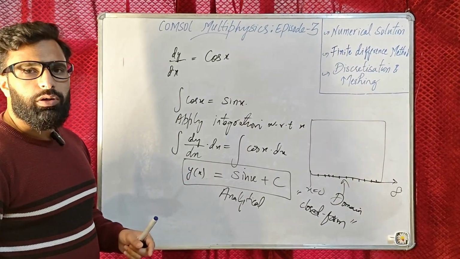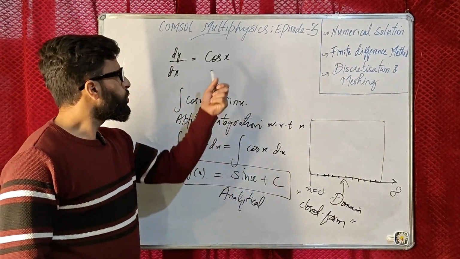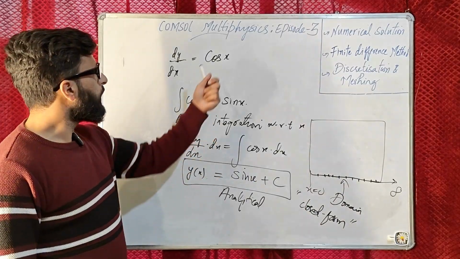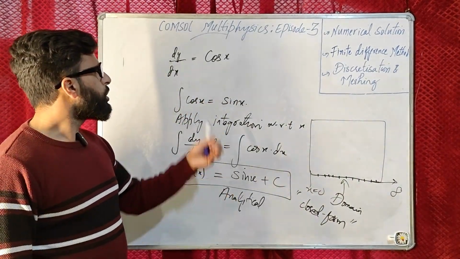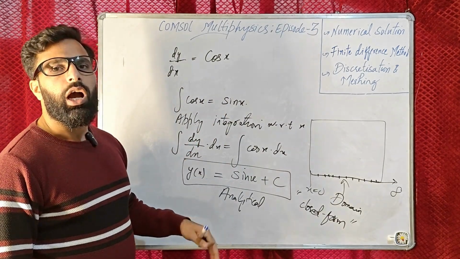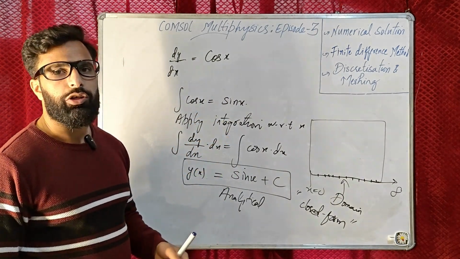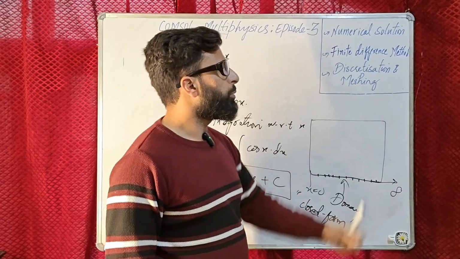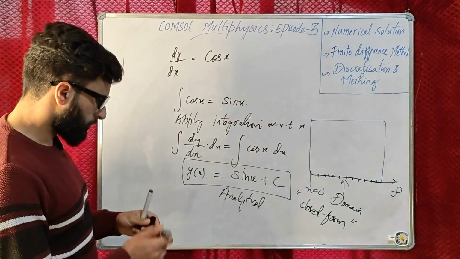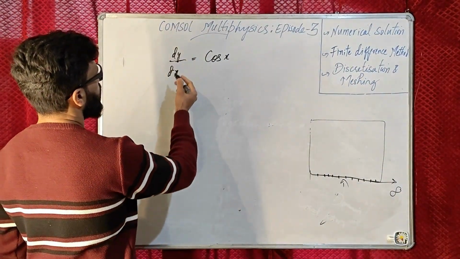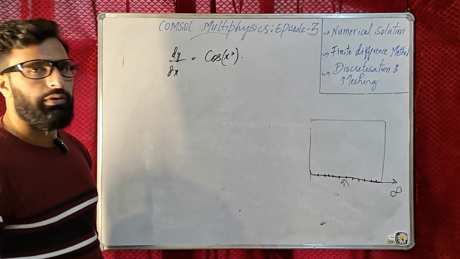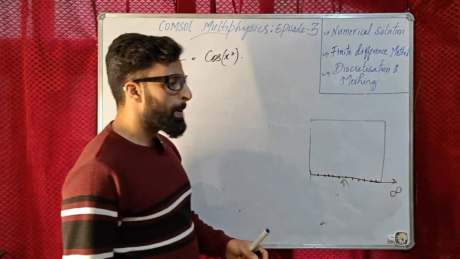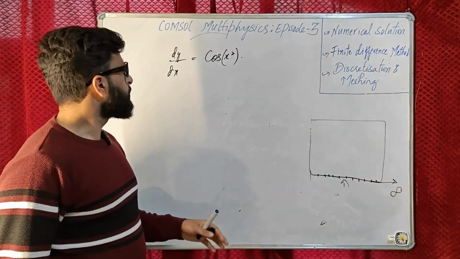But this is not always possible. There are many functions whose antiderivative does not exist. If the antiderivative of the function does not exist, that means we cannot solve it analytically. How can we solve such types of equations? This is where the concept of numerical solution comes in. Our differential equation is dy/dx = cos of x squared. This is now our differential equation, and we want to solve it to get the solution.